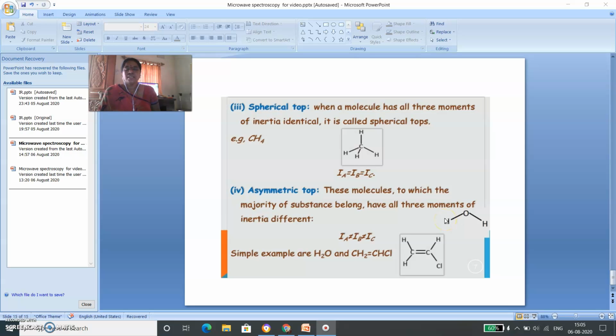Three directions: in the plane, once again I repeat, end over end in the plane. Next, the third one is right angles. Like this, you cannot justify this one. Right? So for this, the best examples are water and CH2CHCl, which is called vinyl chloride, right?